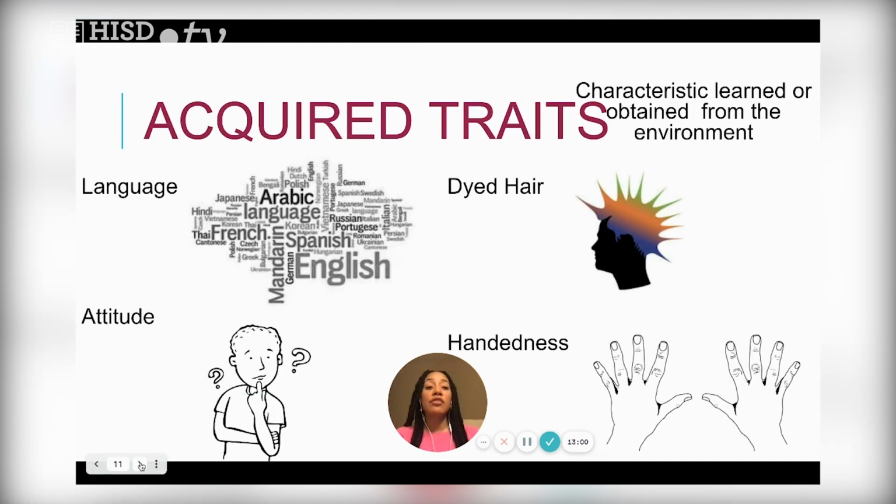Acquired traits, on the other hand, are characteristics that are learned from our environment. So we learn language. We dye our hair, our attitude.